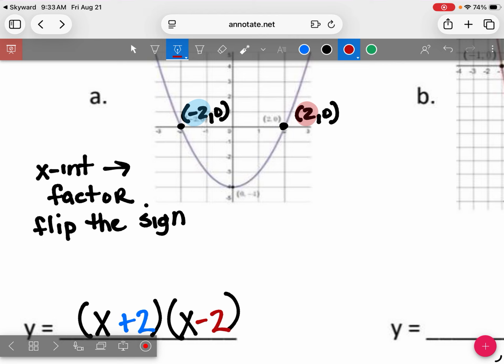So I'm going to put the opposite of a +2, which is a -2. And the last thing is, if it's a smile, you have to put a +1 in the front. So this is a smile, so I am going to put a +1 in the front. That would be my equation. From a graph to the factors, that's what it would look like.